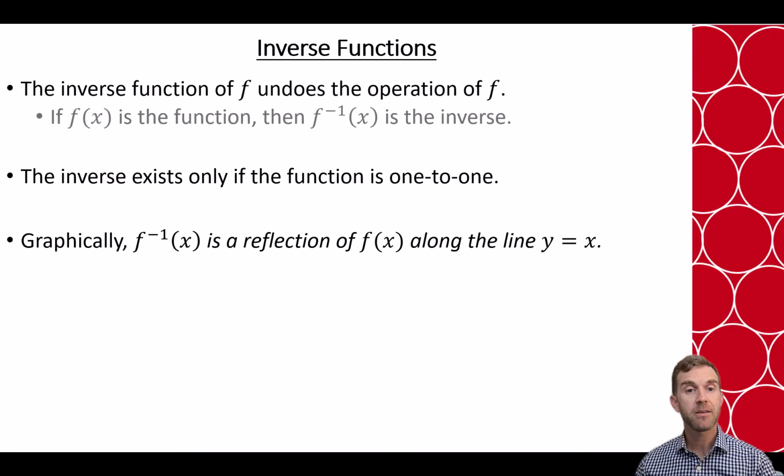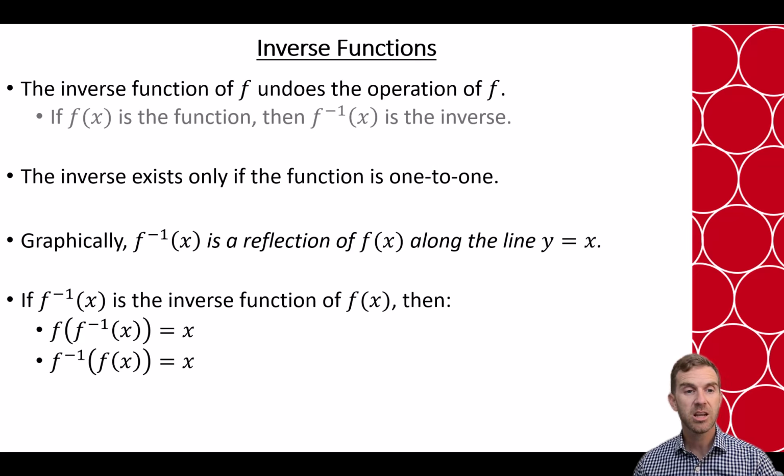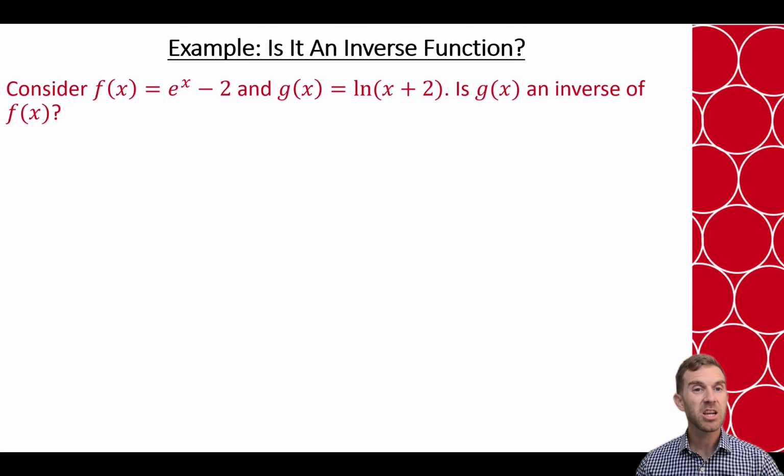When we graph the inverse, it will be the reflection of the original function along the line y equals x. So we have nice symmetry between these two functions. And if we want to check it, what we know is that the inverse of the function f of x, when we do the composition of those two functions in both directions, they must equal x for it to be the inverse. So if we want to check it, we can graph it, or we can look at it algebraically.